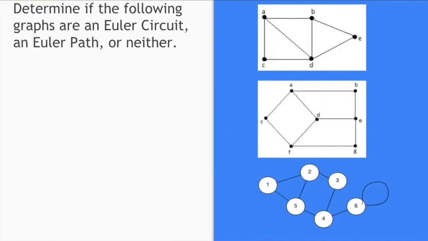Let's determine if the following graphs are either Euler circuits or Euler paths or neither. So let's start at A, and let's see if there's a pathway between all of the edges, starting and stopping at the same vertex or at different ones. So let's go A to C, C to D, D to A, A to B, B to D, D to E, and then E to B. So I touched every edge exactly once, but I didn't start and stop at the same vertex.